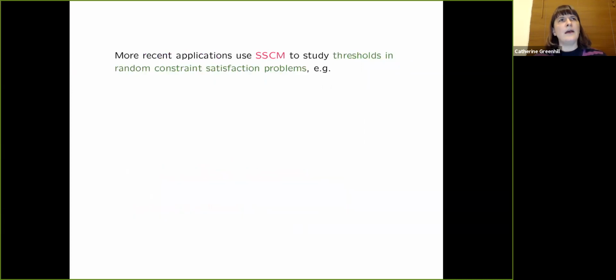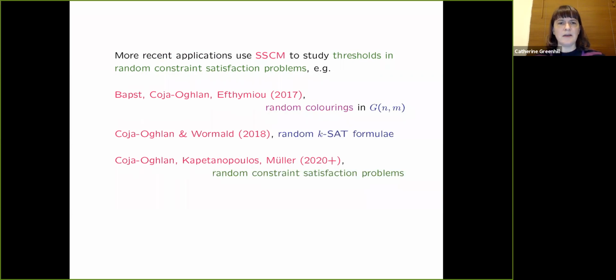Okay. There's another more recent body of work where small subgraph conditioning has been used in a different way to make the study of thresholds in random constraint satisfaction a bit easier. So here are 3 results of that kind. For example, you might want to study random colorings in random graphs. And one way to do that is to choose your random graph and then choose a random coloring of that graph. In this case, a GNP or a graph with M edges.